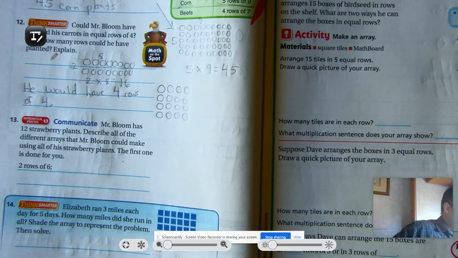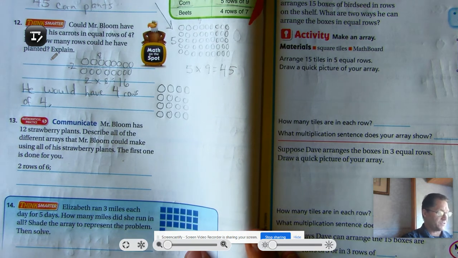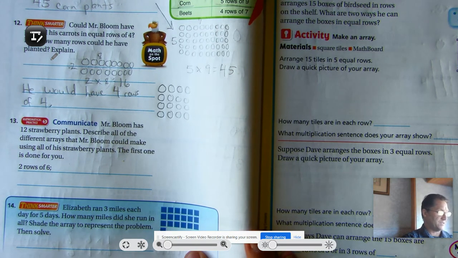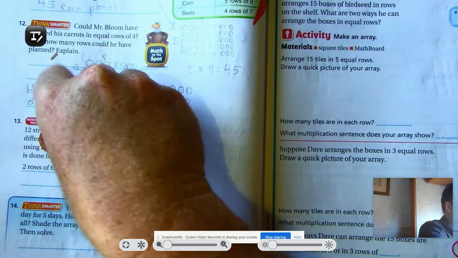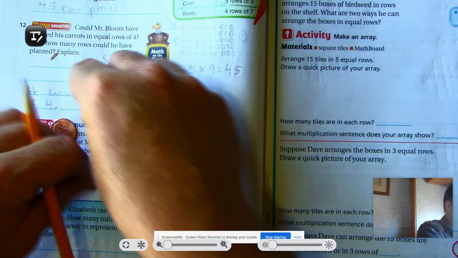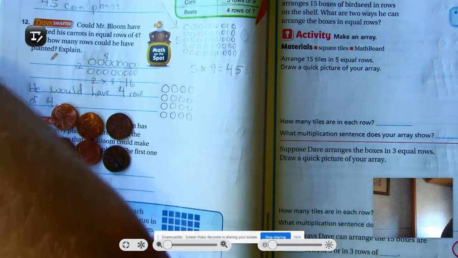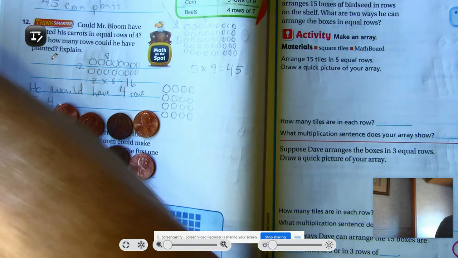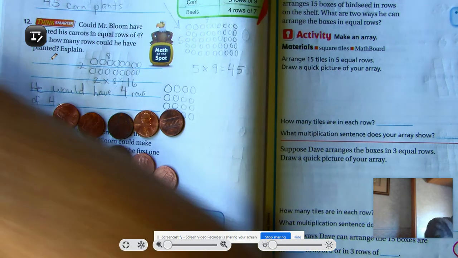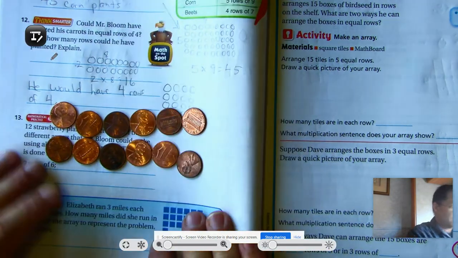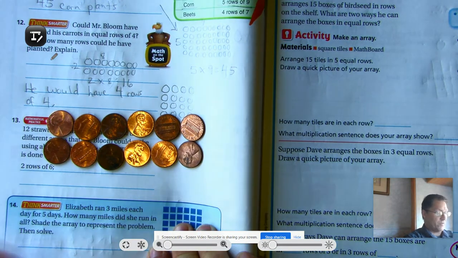Mr. Bloom has 12 strawberry plants. Describe all the different arrays that Mr. Bloom could make using all of his strawberry plants. The first one is done for you, 2 rows of 6. So 2 rows. All right, so we have 2 rows of 6. That's 12, right?